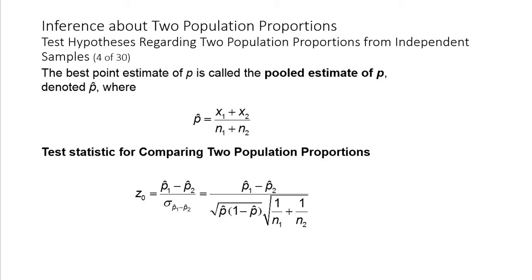The test statistic z naught is equal to p1 hat minus p2 hat divided by the standard deviation, which can be written as p1 hat minus p2 hat divided by the square root of p hat times 1 minus p hat times the square root of 1 over n1 plus 1 over n2.